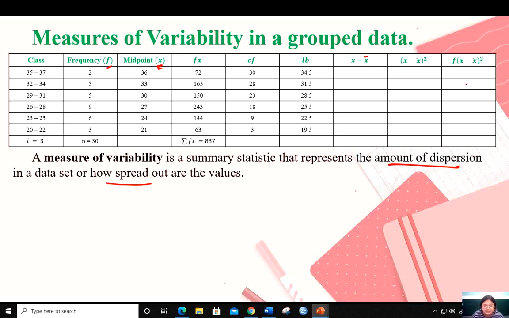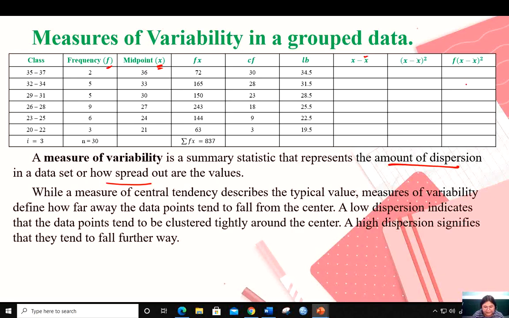Lagi niyong tatandaan, si mean is laging kailangan ni variability, kasi yun yung basis nila. Okay po, yun yung basis ng ating data, kasi yun yung center natin, di ba, sa measures of central tendency. We have the mean, the median, and the mode. Okay, basahin natin. While measures of central tendency describe the typical value, measures of variability define how far away the data points tend to fall from the center.